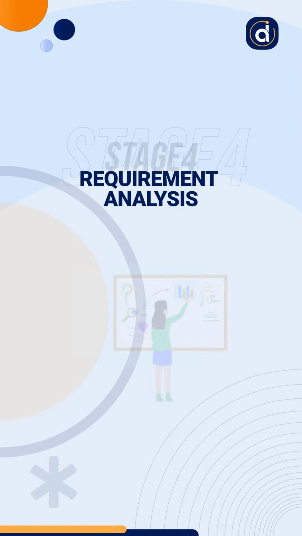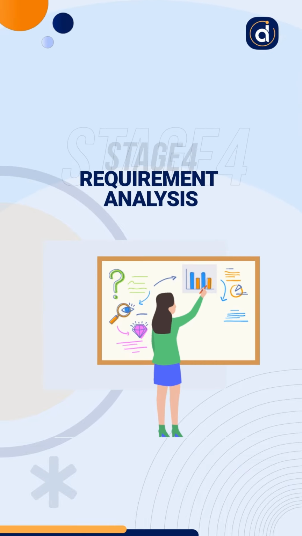Stage 4. Requirement analysis. Examine and break down the requirements, analyze each component, and refine them to ensure clarity and feasibility.